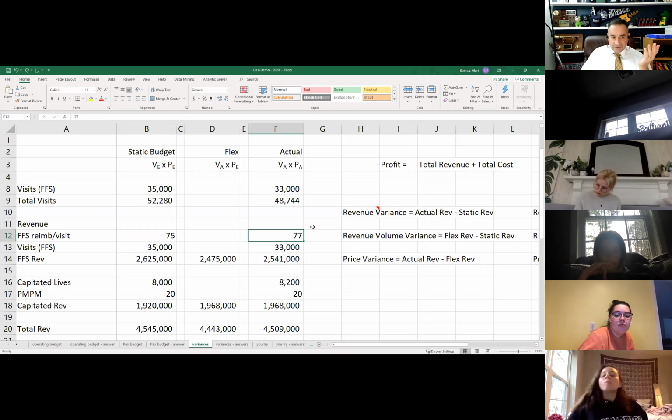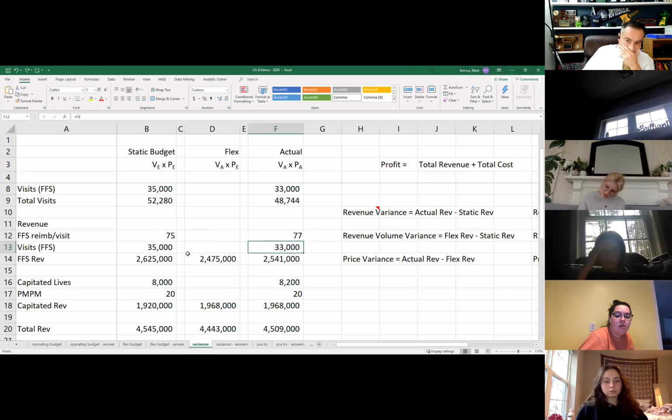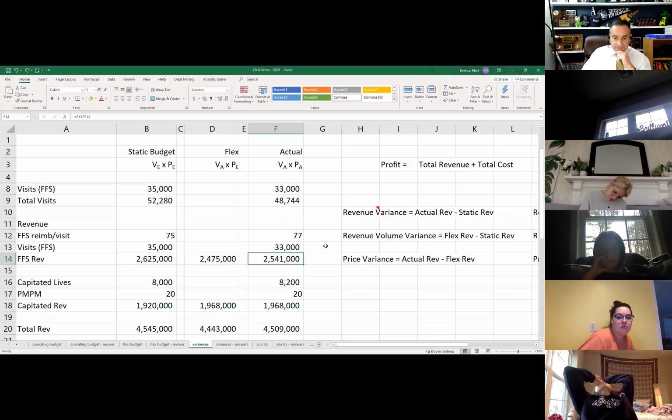Our actual fee-for-service revenue, we actually earned $77 per visit, so we earned more. We had a higher price than we expected, but we had fewer visits than we expected. So we have this mixed outcome where we underestimated the revenue per visit that we would earn, but we overestimated the number of visits. And so that nets out to a slightly lower total fee-for-service amount.